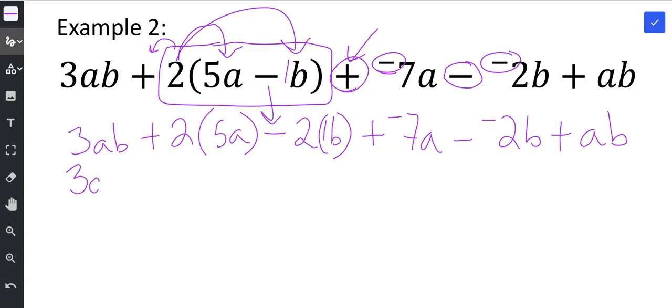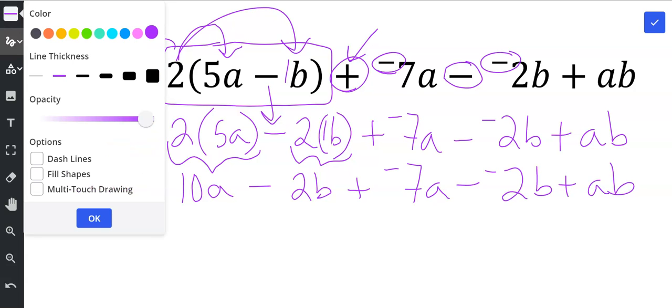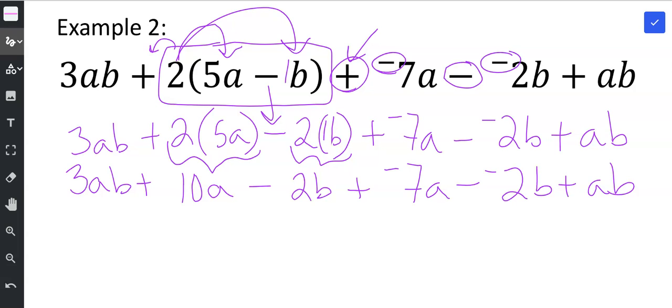In the next step, we're still finishing the distributive property section, and we're going to be finding the product of 2 times 5a, which is 10a, and the product of 2 times 1b, which is 2b, and then I copy the rest of the problem. After I've applied the distributive property, it is time to change the subtraction to addition. I want everything separated by addition. So I'm going to keep this 10a. I'm going to change the subtraction to addition, and I'm going to change the positive 2b to a negative 2b.